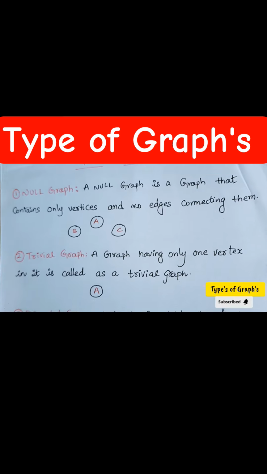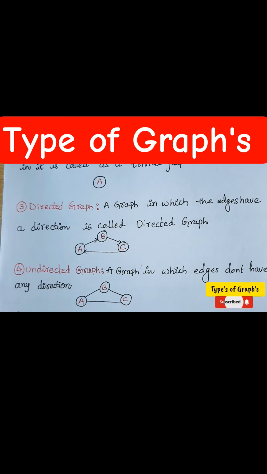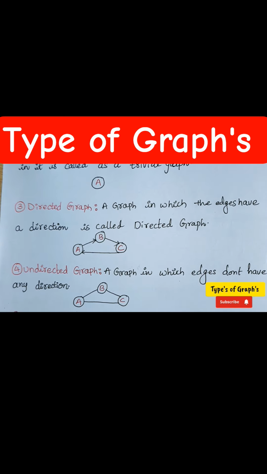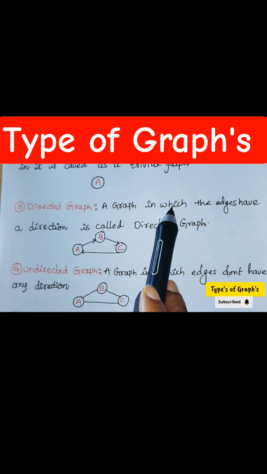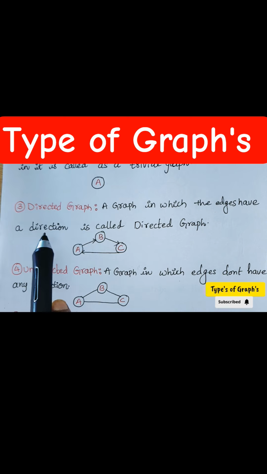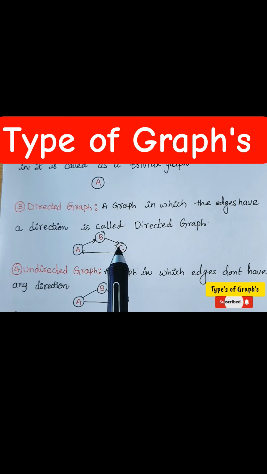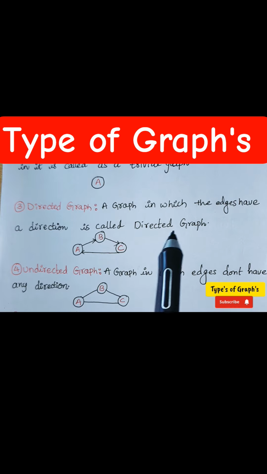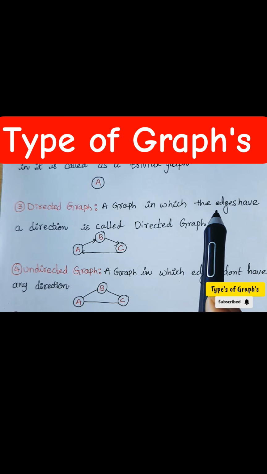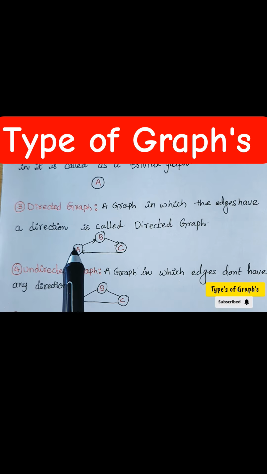Okay, so next, moving on to the third one. You can see here the third one is a directed graph. So what is meant by directed graph? A graph in which the edges have a direction is called a directed graph. You can see here it is a graph. The vertices are A, B, C. Edges are A to B, B to C, C to A. So you can see a graph in which the edges have a direction. There is an edge between A to B, but it contains some direction. So this is called a directed graph.